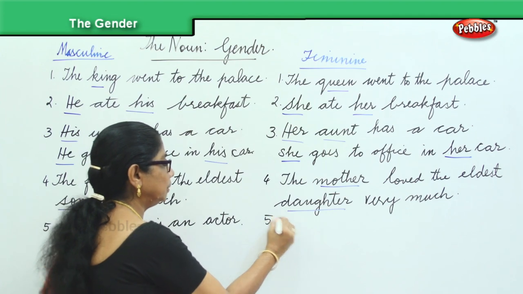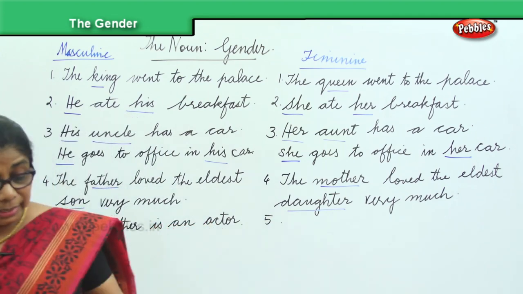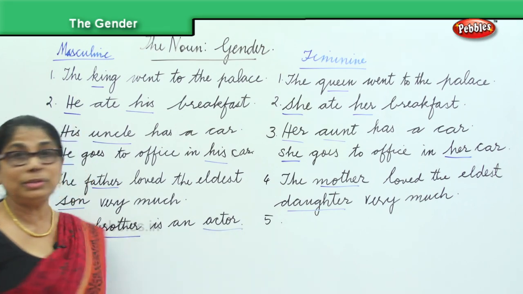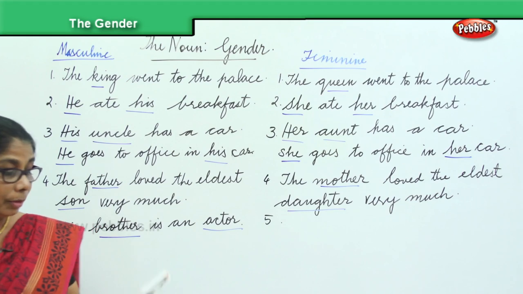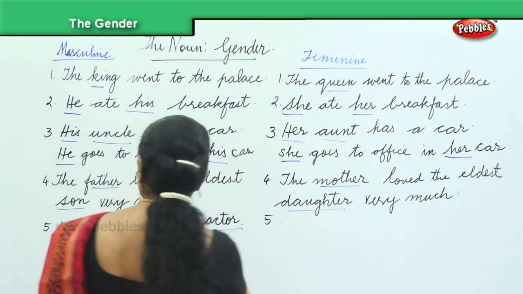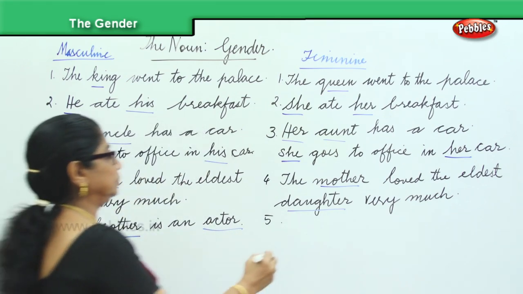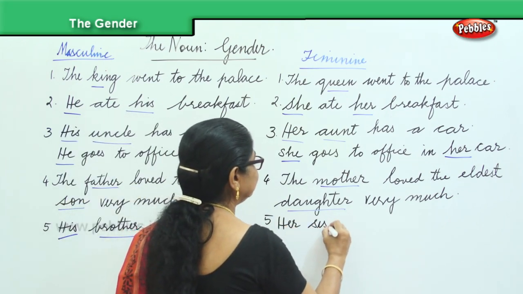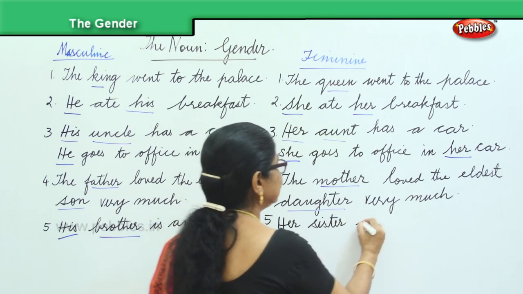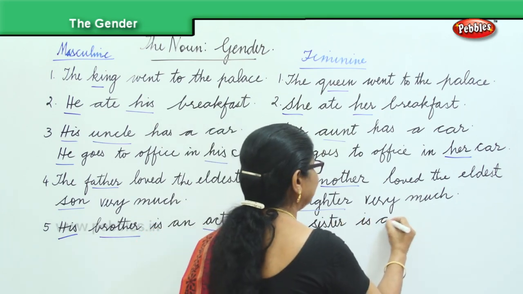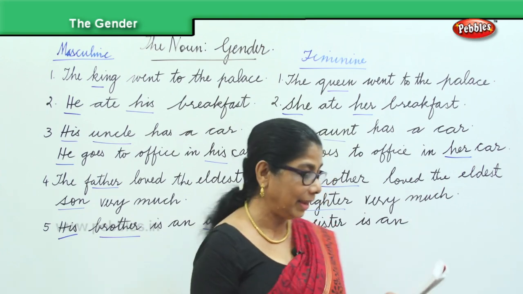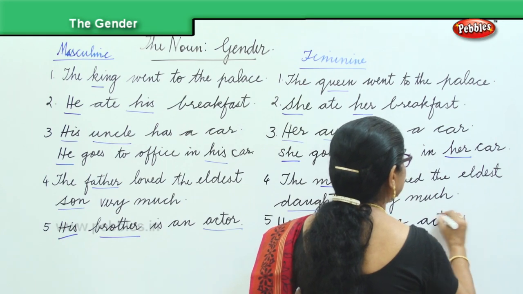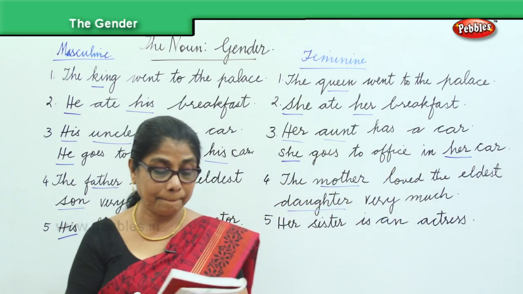Now what do I have to change here? You will change "his brother an actor". All of these have to be changed to the feminine form. So that will be "her". His brother will be her sister. So it will be "her sister is an actress". Okay? Her sister is an actress.